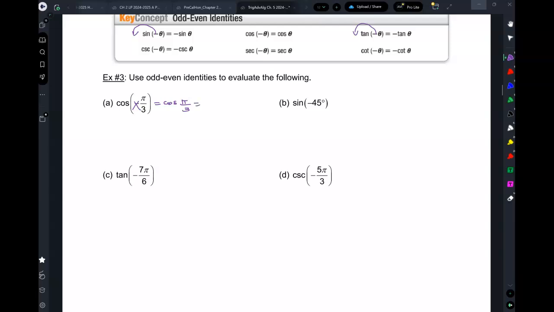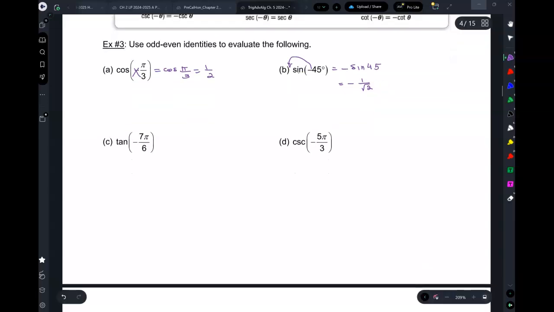Then you just do it like you were doing the other day with the maze. So cosine of pi over 3, that would just be 1/2, right? On the unit circle, remember you were doing it with the maze. Sine of negative 45. So now if it's the sine, it comes out. So it'll be negative sine 45. So it'll be negative 1 over root 2. Okay? It just comes out.